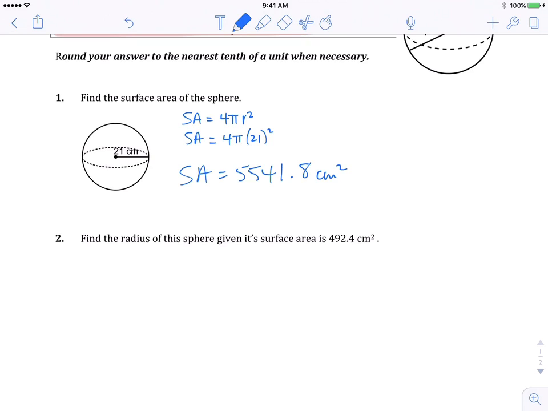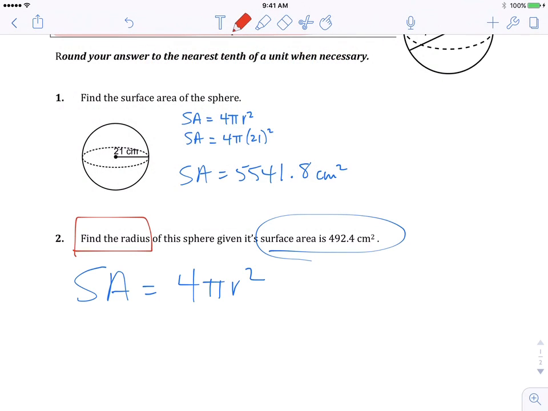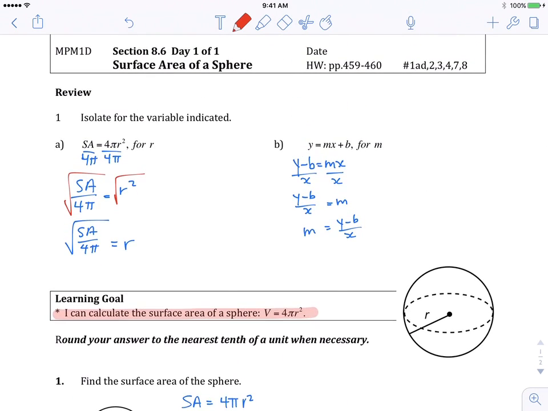And this time you're actually given the surface area. So you're going to start with the same formula, surface area equal 4 pi r squared. And if you're given the surface area, how are you going to find the radius? And that's what we're looking for. So as a hint, you want to find r, or in other words, solve for r. Hint, hint, we've already worked with this formula up here.